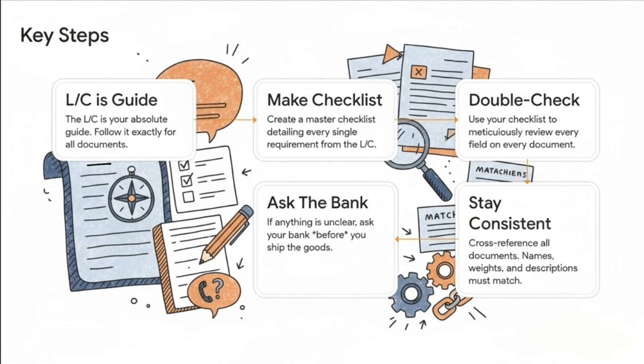2. Using that LC, create your own master checklist of every single requirement. 3. Use that checklist to carefully review every single field on every document. 4. Once all the documents are done, check them against each other to make sure things like names, weights, and descriptions are perfectly consistent everywhere. And 5, this is maybe the most important one. If you are ever in doubt about anything, ask your bank for clarification before you ship. It's so much easier and cheaper to fix the LC beforehand than it is to fix discrepant documents later.